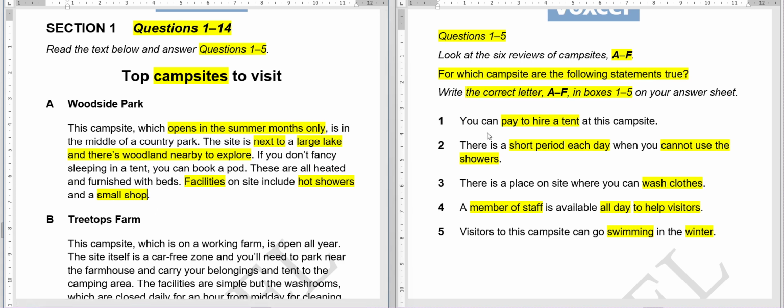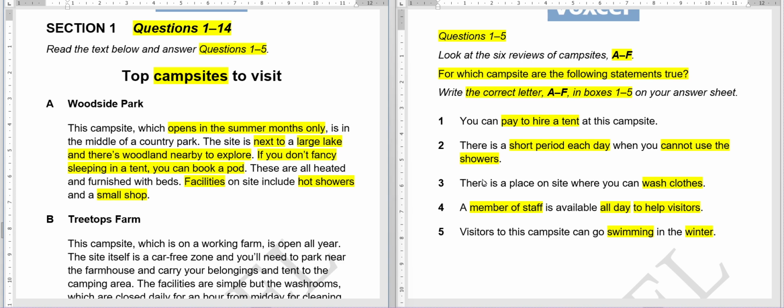First question: you can pay to hire a tent at this campsite. Can this be our answer? No. Do not get confused. Here they are saying if you don't fancy a tent, you can book a pod. But this is saying you can pay to hire a tent. You want to sleep in a tent and you are trying to hire because you didn't bring your own tent, something like that. So that's why you are hiring.